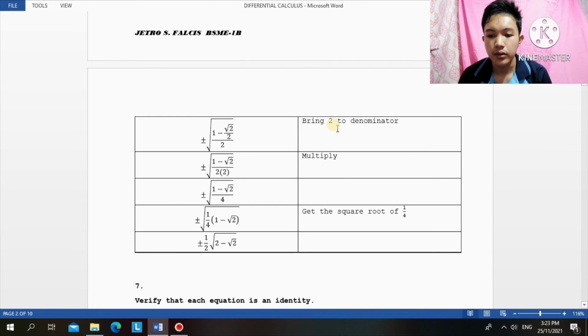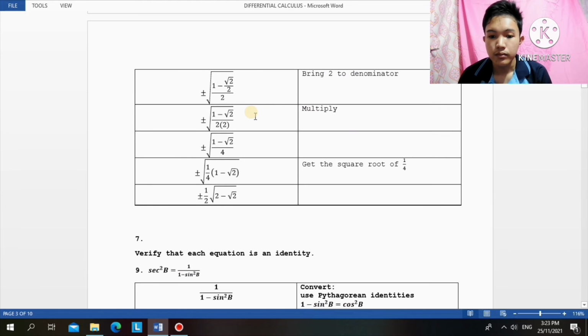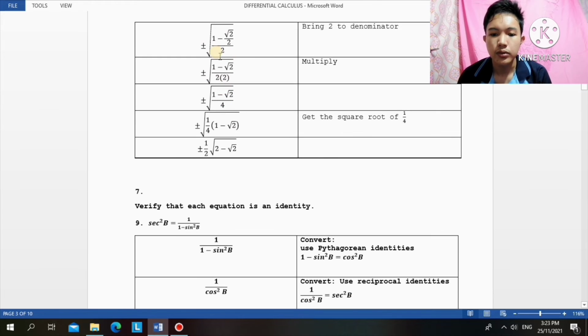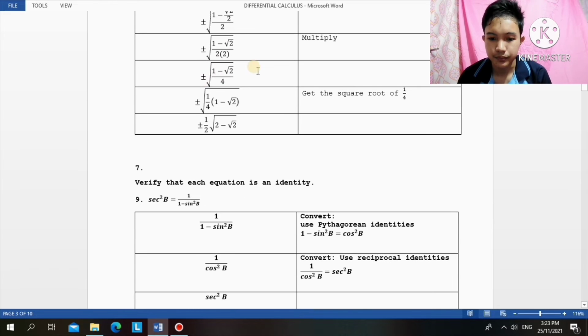So bring 2 to the denominator. Plus or minus the square root of 1 minus the square root of 2 over 2, over 2. So bring down 2. Our denominator will be 2 times 2. Multiply. 2 times 2 is equal to 4. So our equation will be plus or minus the square root of 1 minus the square root of 2 over 4.